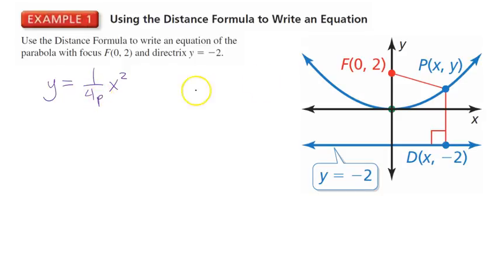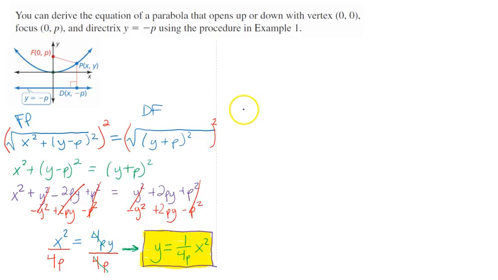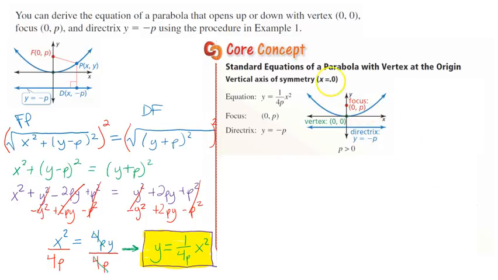And if you look at the focus, it is (0, p). So all I got to do is, I know p is 2. So the equation of this parabola is 1 over 4 times 2 x squared, which is 1/8 x squared, which is a lot easier than all that distance formula junk we did to get the exact same answer on the last lesson. So, hey algebra, boom, that's power. So we get this little result here.